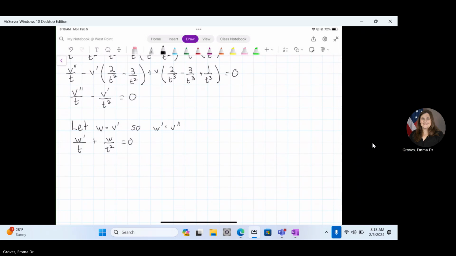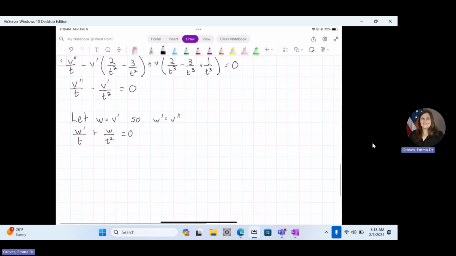So you'd be able to move W over T squared to the right and then divide both sides by W. So it would work out. But we're going to go integrating factor. But first, before I go with integrating factor, I don't want anything attached to my W prime. So I'm going to multiply everything by T. And I get W prime plus 1 over T W equals 0.